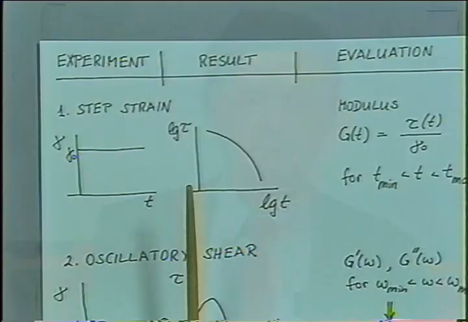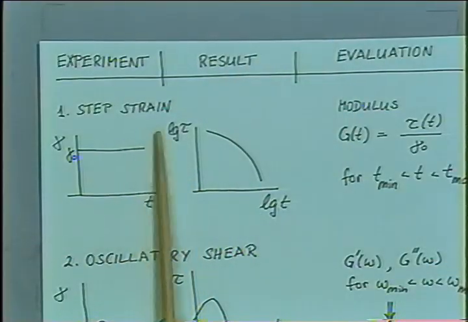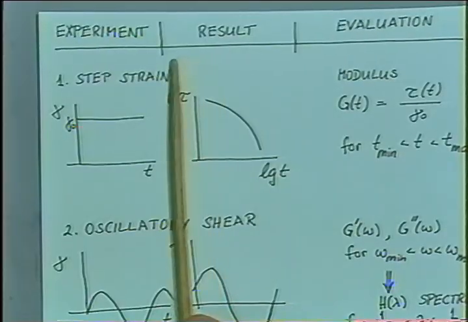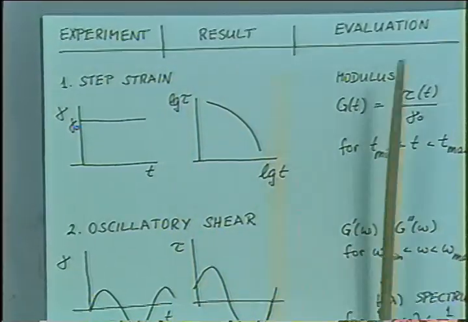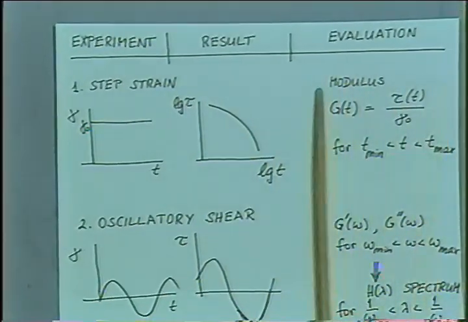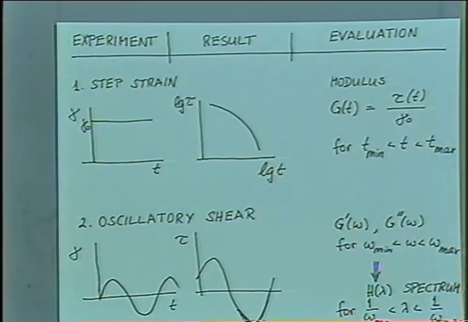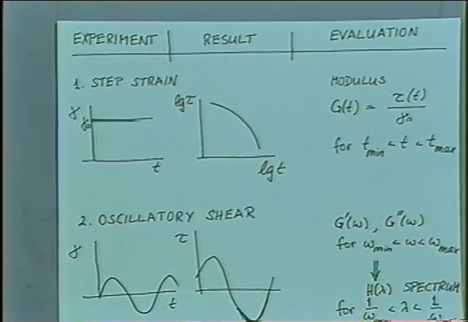Here are a few experiments which have been used extensively. I listed them on the left side here as the experiment. And this is what we prescribe. Then in the middle is the measured result. And on the right side is the evaluation of the data. What will we get from the specific experiment?